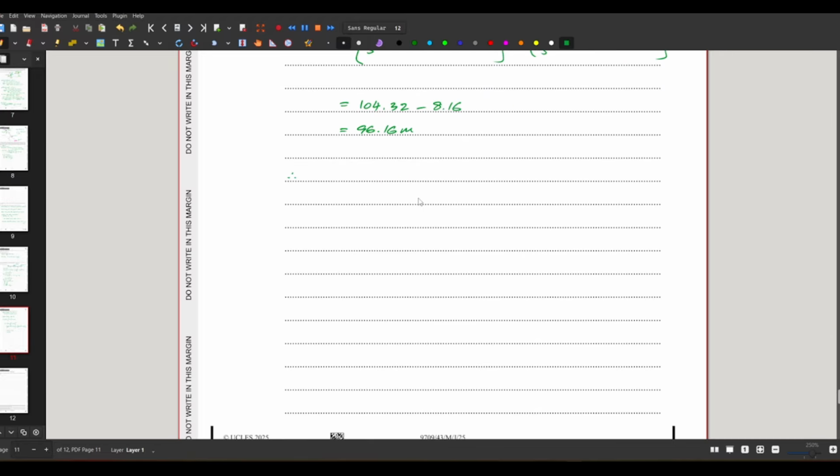Therefore, we can write the total distance traveled is previously 7.2 and now 96.16, which is 103.36. For 3 significant figures, you can write 103.